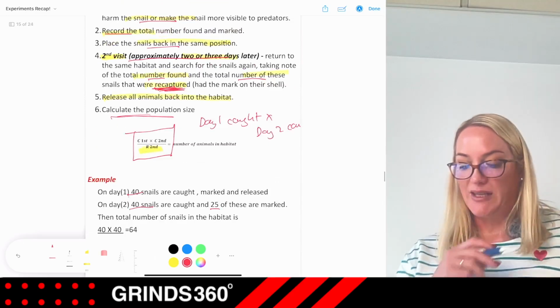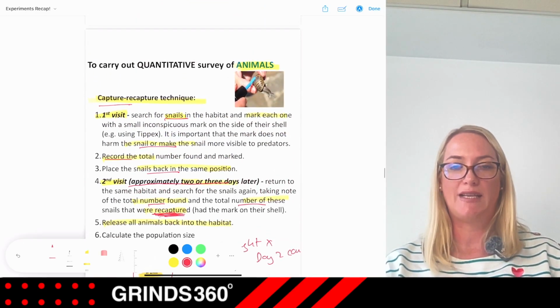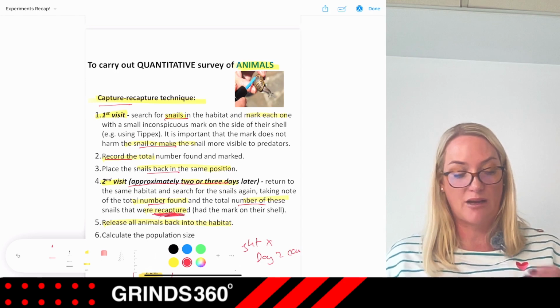Okay, they do like asking this. Now just be aware as well, the quantitative survey of animals or plants could be asked as part of the long question in section C, which would be very nice. It's popular that way as well.